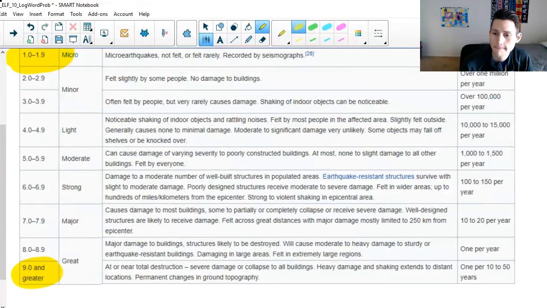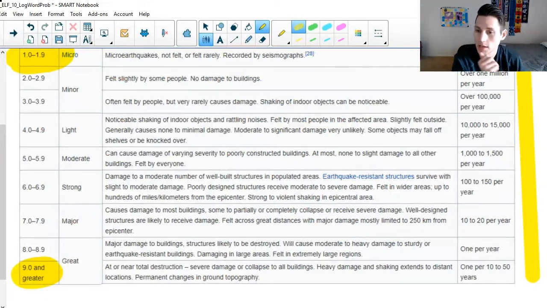But you can see in the frequency column how often these usually happen. Once you get into the major earthquakes, like the 7s and the 8s, those happen very infrequently. Especially 9.0s and greater, that's very uncommon. But every now and then you hear about those big ones.